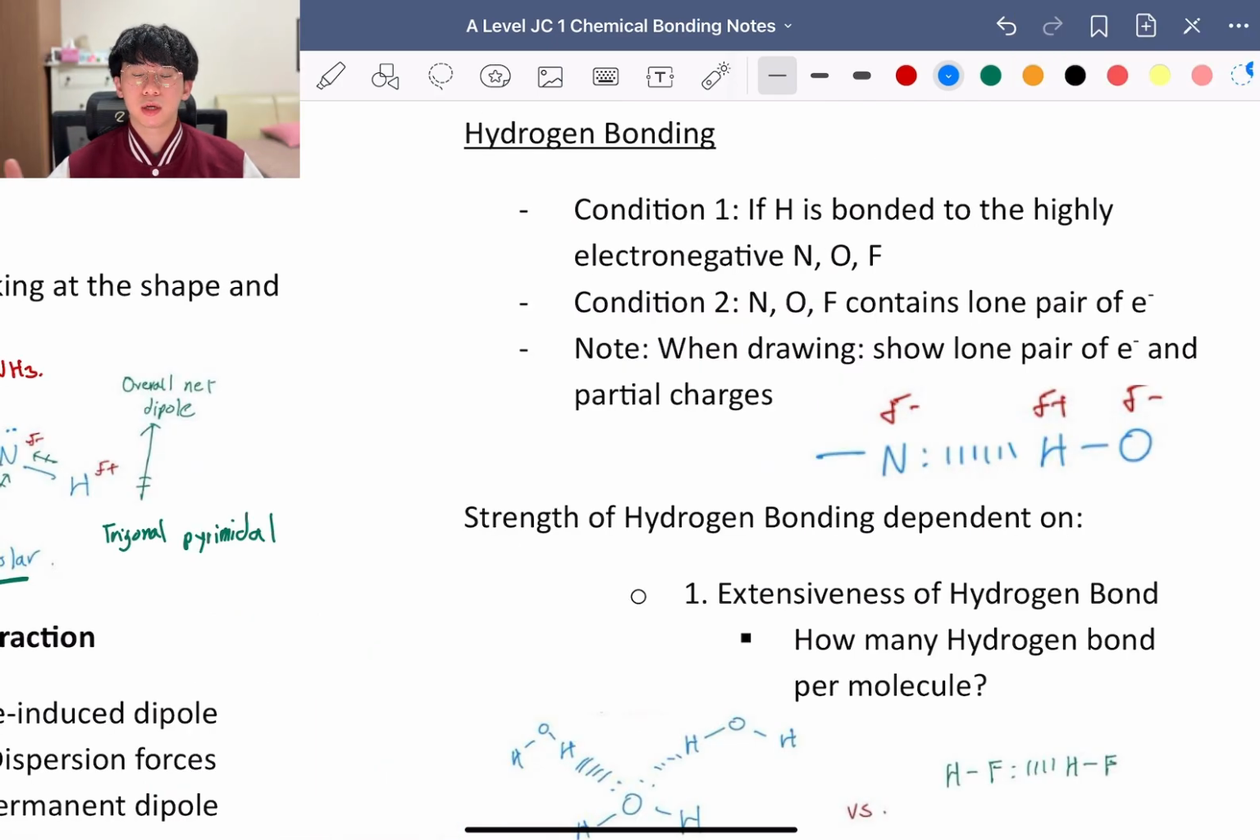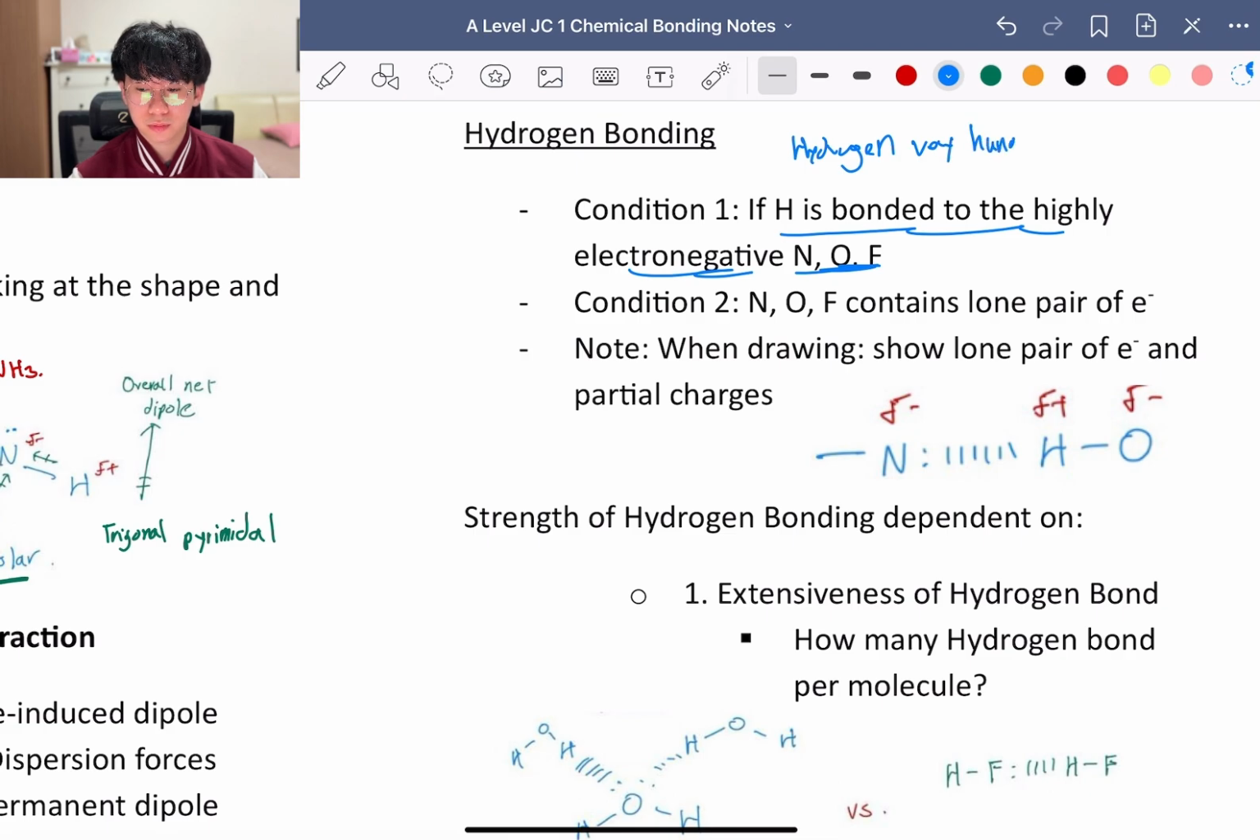Now next is hydrogen bonding. Hydrogen bonding is defined by two conditions. One is that the hydrogen is bonded to a very electronegative N, O or F. So what this is doing is actually making the hydrogen very hungry. Hungry for what? Hungry for electrons. And condition number two is that the N, O or F has to have an available lone pair. And because it has an available lone pair, my very electron hungry hydrogen is going to try and take a bite out of the available lone pair.